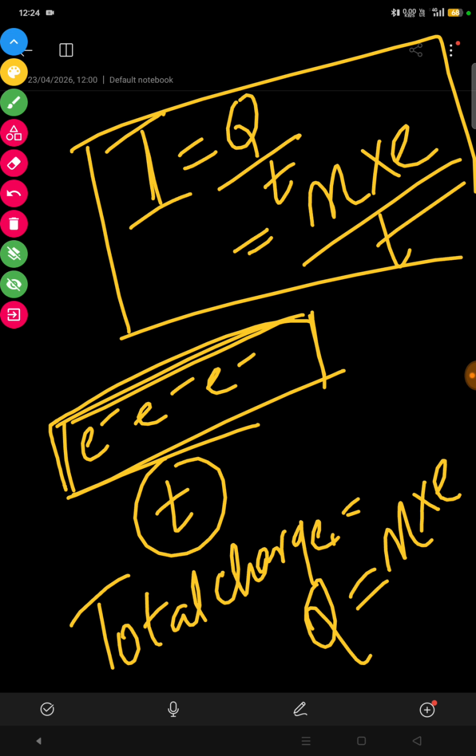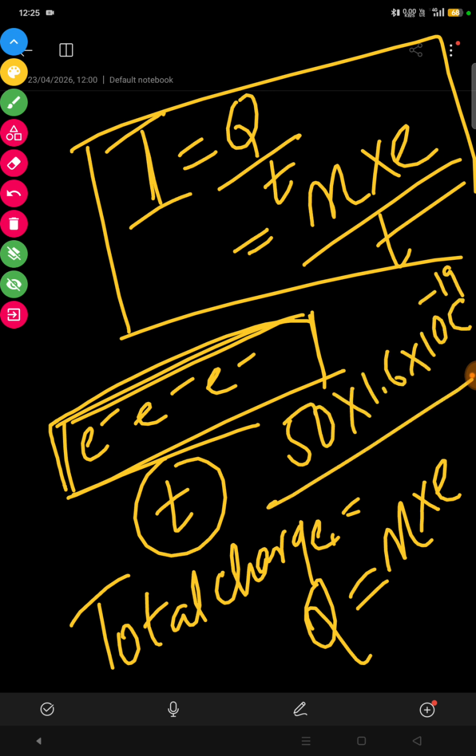If in any question the charge Q is not given and it says that 50 electrons are flowing through a conductor, then what will be the current flow? So the actual charge of 50 electrons will be 50 into 1.6 into 10 to the power of minus 19 coulomb. This will be the value of Q, divided by the time which is given to you. That way Q by T will give you the amount of current flow.